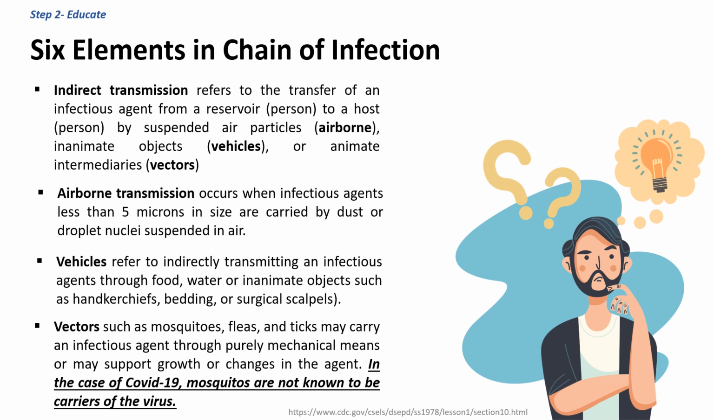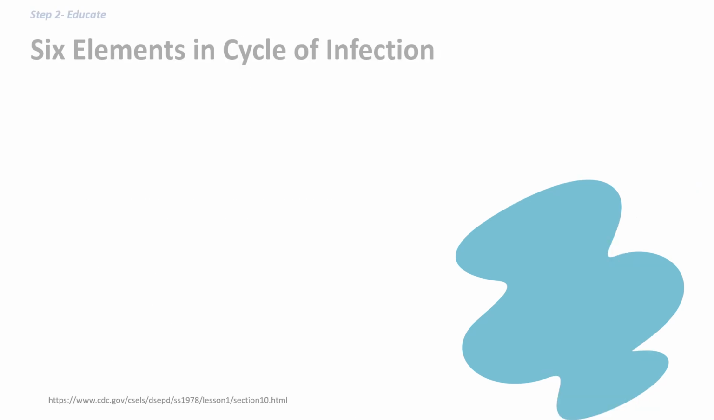Vectors such as mosquitoes, fleas, and ticks may carry an infectious agent through purely mechanical means or may support growth or changes in the agent. In the case of COVID-19, mosquitoes are not known to be carriers of the virus.